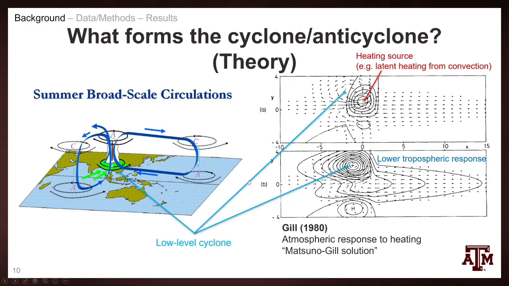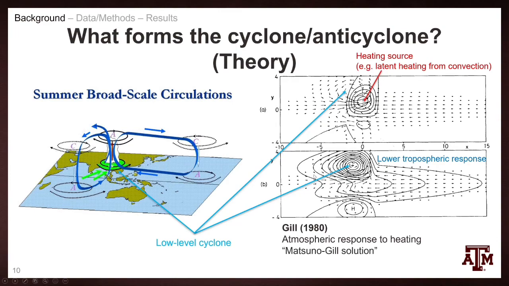And the reason is because the atmosphere is responding to the latent heating from convection. Now, the right here shows a study from Gill 1980. They did a theoretical study and they show that if you put a heating source, for example here, then the atmospheric response in the lower troposphere is shown in these wind fields, and also this is the pressure anomaly. So in the lower troposphere, there is a cyclone formed northwest of the heating location. So this cyclone is basically what you observe here.